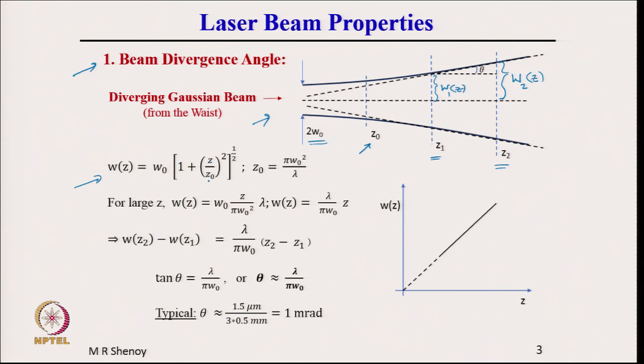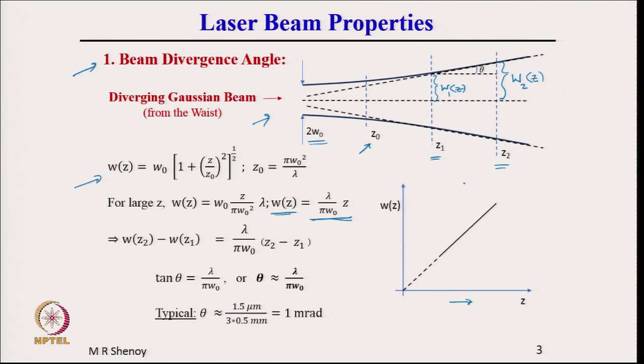When z is much larger than z0, this number is very big, and we can write W of z is equal to W0 into this term, and that is z divided by pi W0 square divided by lambda. Lambda goes to the numerator, and we have W of z is equal to lambda by pi W0 into z. That is, the spot size varies directly proportional to z. That is what is plotted here. For large values of z, W of z is directly proportional to z.